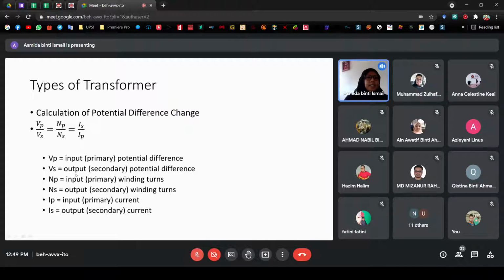Okay, this is the simple calculation for the transformer. This is the voltage in the primary and the voltage in the secondary. This is the number of turns of the coil in your transformer, on the primary and on the secondary, and this is the current for the secondary and the current for the primary.